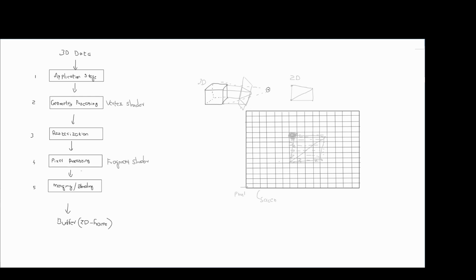Now we send that data to this merging or blending stage. Here we combine all these fragments. Suppose we have several fragments in this stage. We combine everything and make sure we create one single 2D frame, and we put that inside a buffer. And this buffer is sent to our screen.